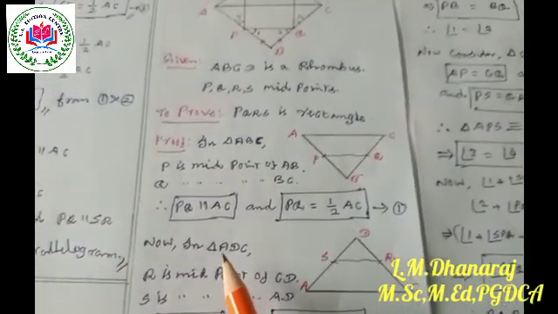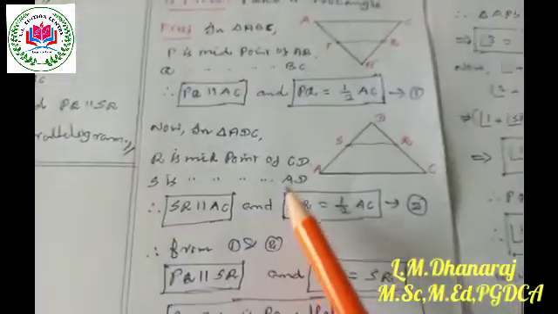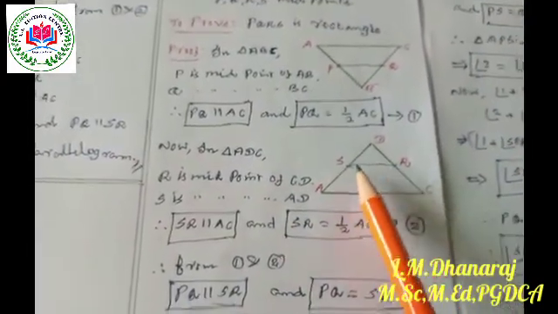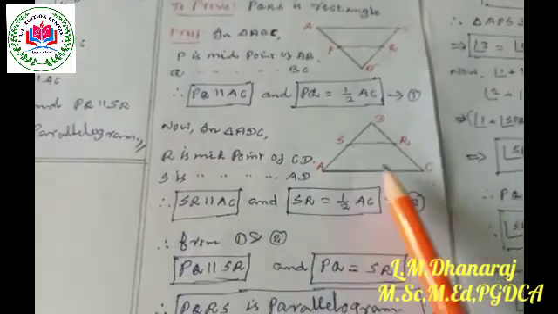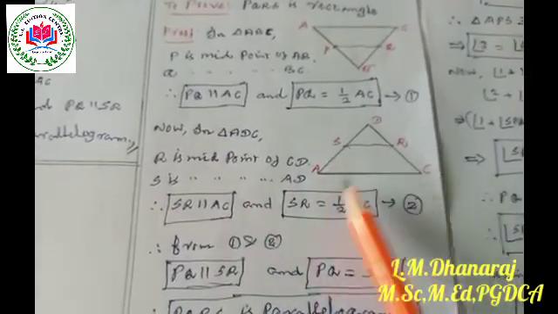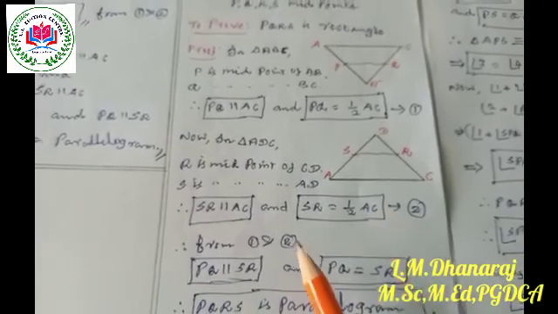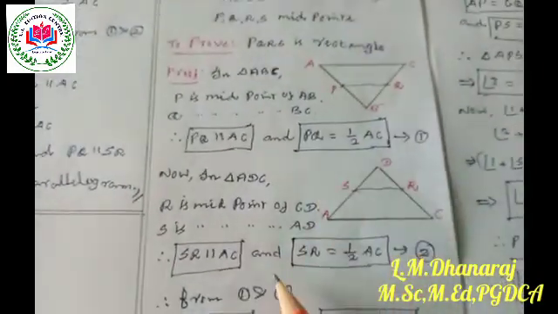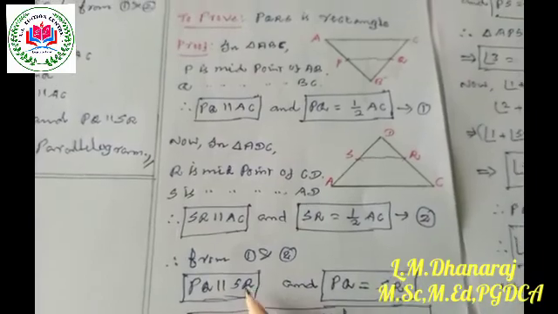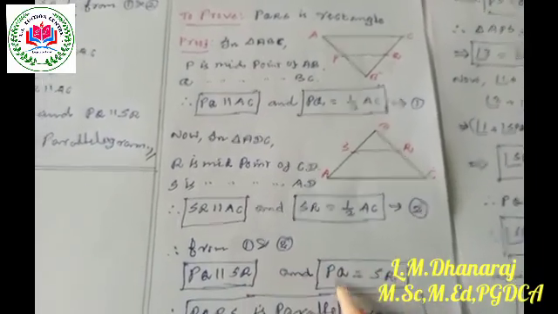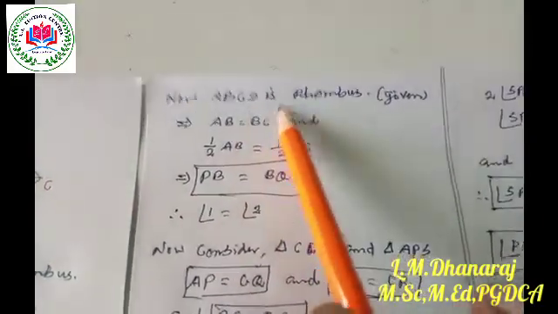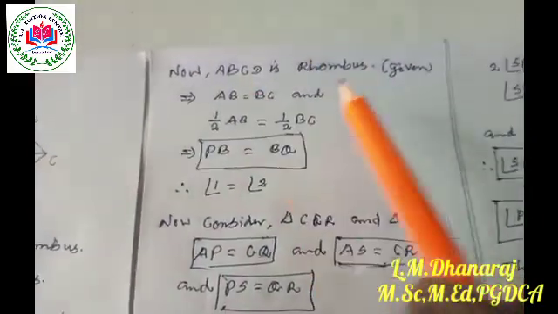Now let us consider the triangle ADC. S and R are the midpoints. Now join SR. SR is parallel to AC and SR is equal to half of AC. Make it equation number 2. So from equation number 1 and equation number 2 we can say PQ is parallel to SR and PQ is equal to SR. This proves PQRS is a parallelogram, like the first sum. Now ABCD is a rhombus, because this is what is given.